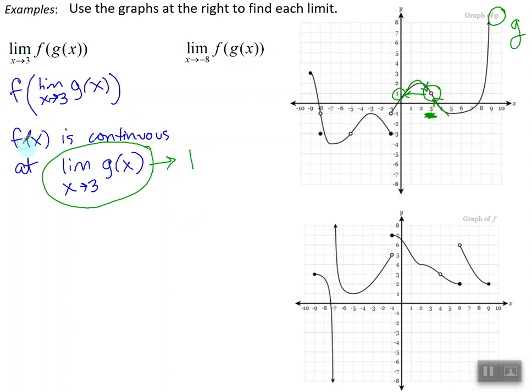So now we ask ourselves, is the f of x graph continuous where x is 1? So let's go take a look at the graph of f, find where x is 1, and we see there are no jumps or holes or breaks in the f of x graph at x equals 1. So f of x is continuous at x equals 1, and now we proceed by finding f of 1, because we found that limit to be 1, and it's f of that limit. f of 1 is the y value 5.